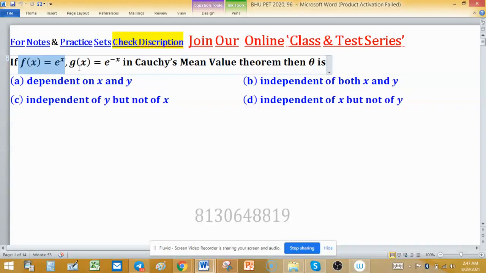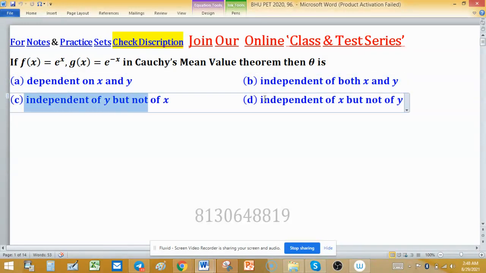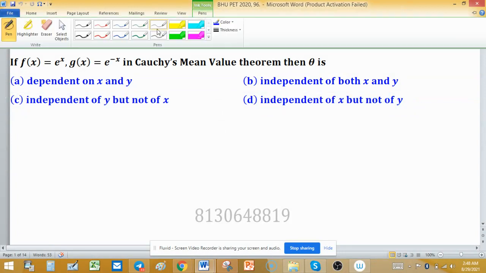fx equal to e raised to the power x and gx equal to e raised to the power minus x in Cauchy mean value theorem. Then theta is dependent on x and y, independent of both x and y, independent of y but not x, independent of x and y, x but not of y. So we have to check whether theta is depending on x or y or both or one of them.